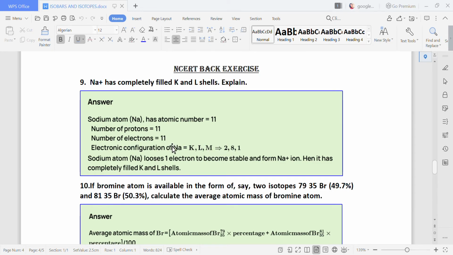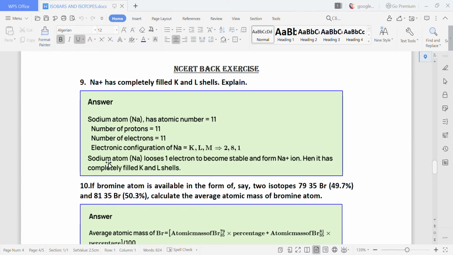So there are a total of 11 electrons. If we distribute them, the first shell, that is K, will have 2 electrons. Then the second shell L will have 8 electrons. So 2 plus 8 is 10. So we are left with only 1 electron, which will be placed in the M shell. So the electronic configuration of the sodium atom is 2, 8, 1.